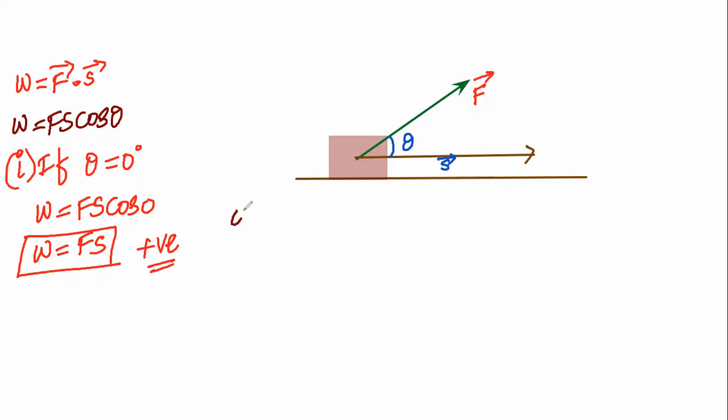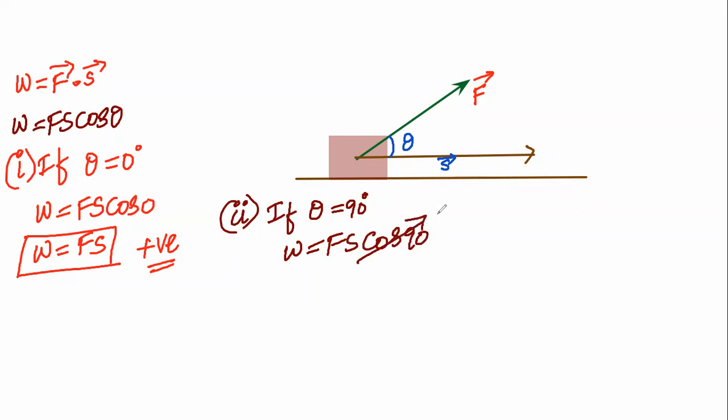Next, if the angle between the force and displacement is 90 degrees, meaning they are at right angles to one another, then work done W is equal to Fs cos 90. Cos 90 becomes 0. That's why work done is 0.